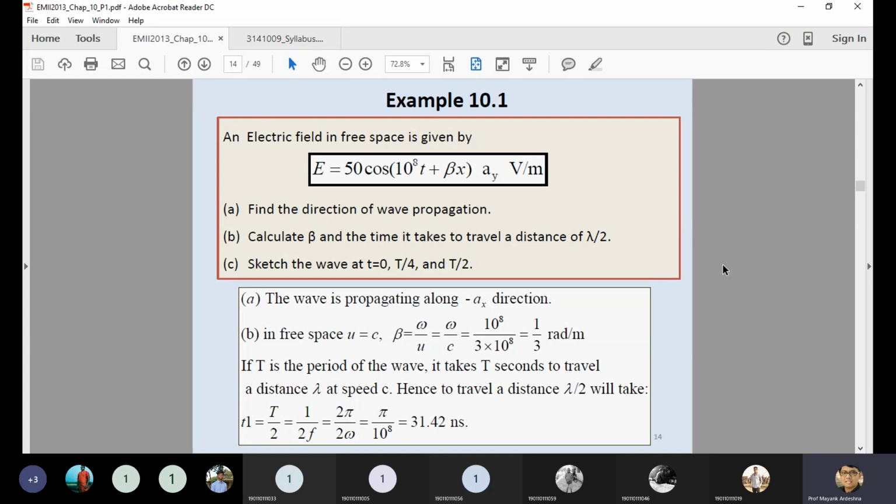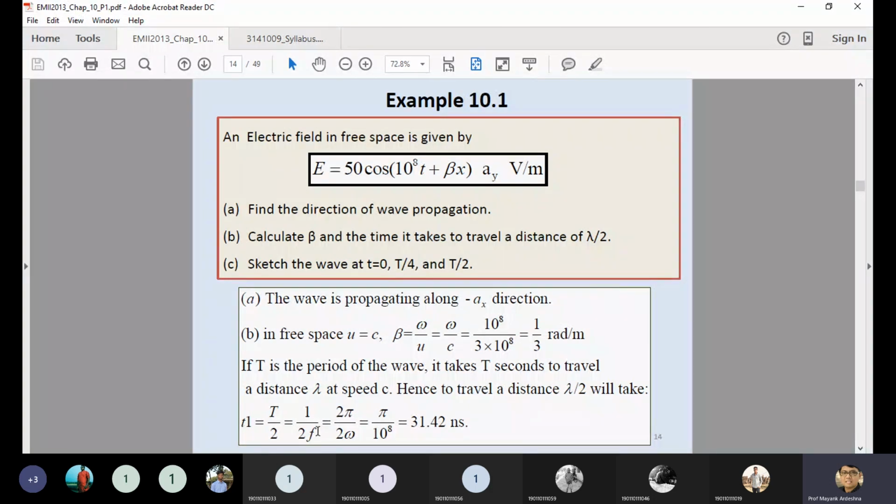For one complete cycle, you require the distance lambda, and for lambda by 2, it's basically the positive half cycle. So in terms of distance it is lambda by 2, and in terms of time it is T by 2. So T by 2 is the time required to complete one half cycle. Instead of T, they are considering the frequency, which is 1 upon f, and we can find out the f based on the 10 raised to 8.